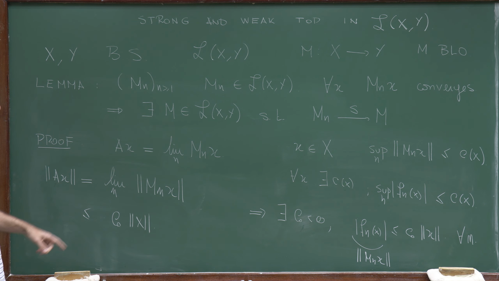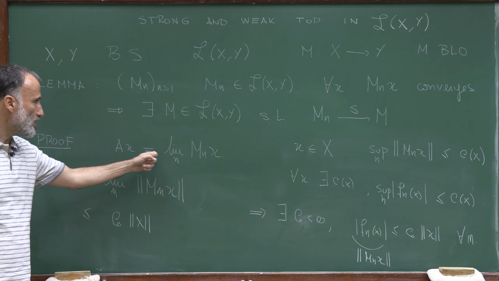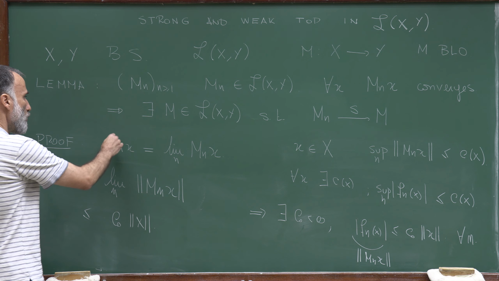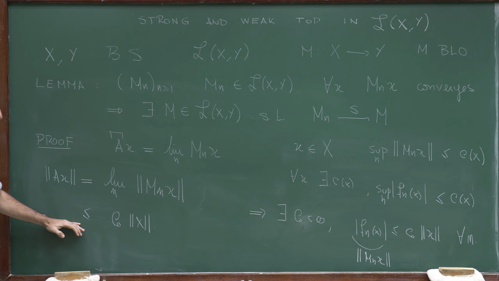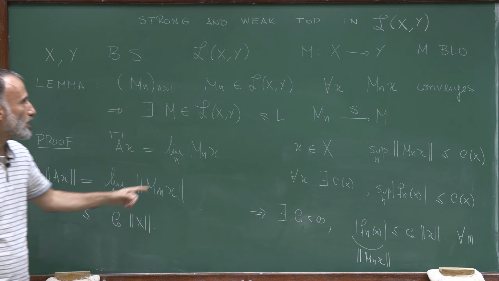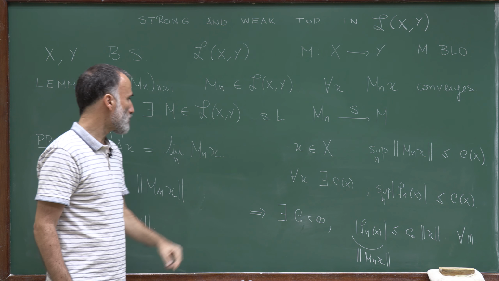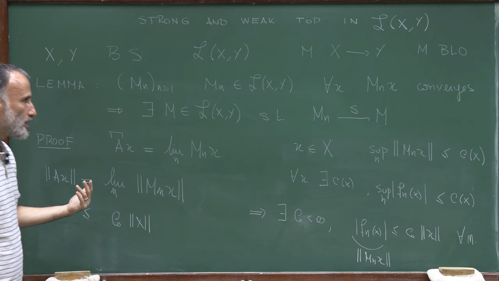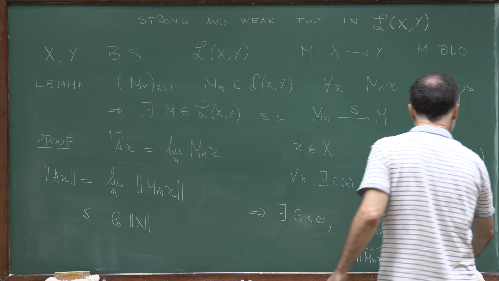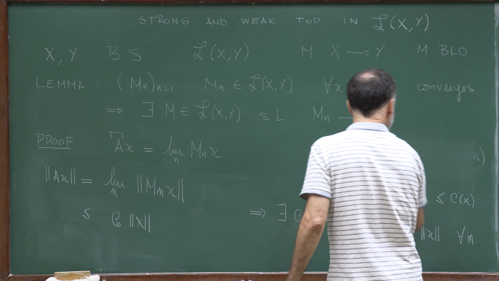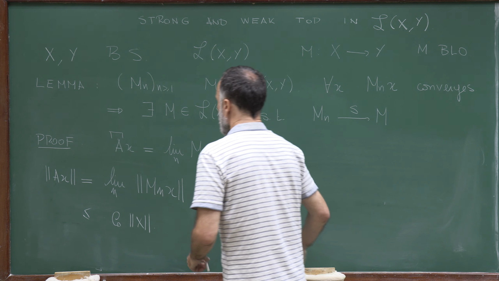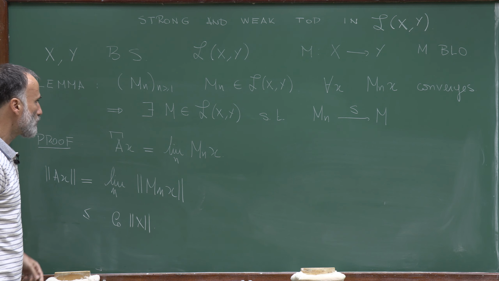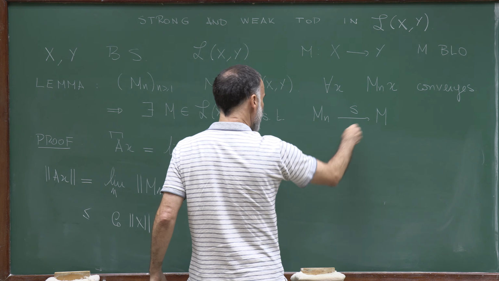So by defining Ax as the limit of M_n x, we defined an operator A, which is linear, and now we just proved that it's bounded. So A is an element of L(X,Y), because it's linear and it's bounded. And I claim that M_n converges strongly to A.